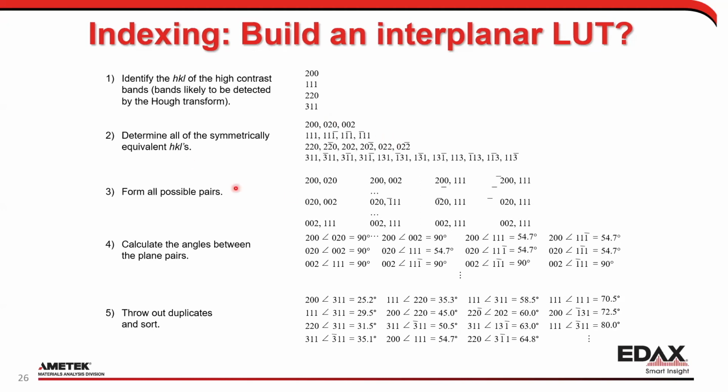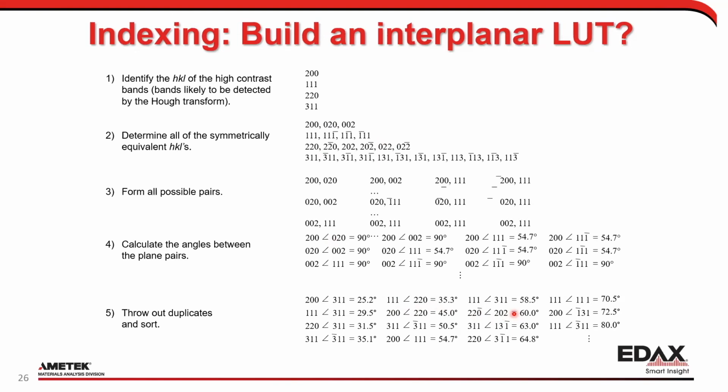I can say, here's the angle between these pairs, and in the end, I throw the duplicates out. So I'm saying that I expect in my sample, between the 1 1 1 and the 2 2 0 plane, there to be a 35.3 degree angle. But between the 2 2 0 and the 2 0 2 plane, there's going to be a 60 degree angle. So you can see I'm starting to get a lot of different iterations here of all these different angles between all these different planes.